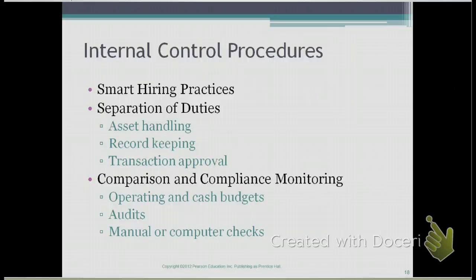The first procedure is smart hiring practices. That includes interviewing somebody and then checking references, checking credit reports, doing background checks, and conducting drug tests on new employees. Not only is it important to do those background checks and drug tests, but once you hire an employee, you need to make sure that the employee has the proper training and supervision.